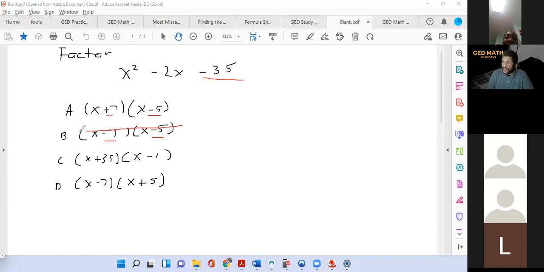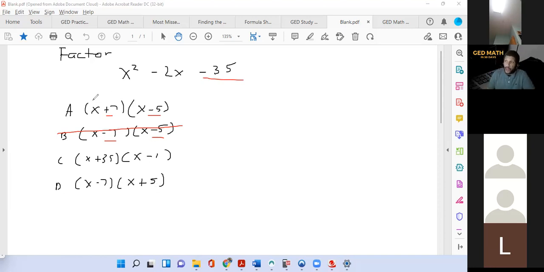So it can't be B because we don't want a positive 35. We want a negative 35. And then 35 times minus 1 also gives you negative 35. And then minus 7 times plus 5 gives you negative 35. So just looking at the last 2 numbers and multiplying those 2, you can eliminate some of the answers. Usually on the GED, you can get rid of 2.